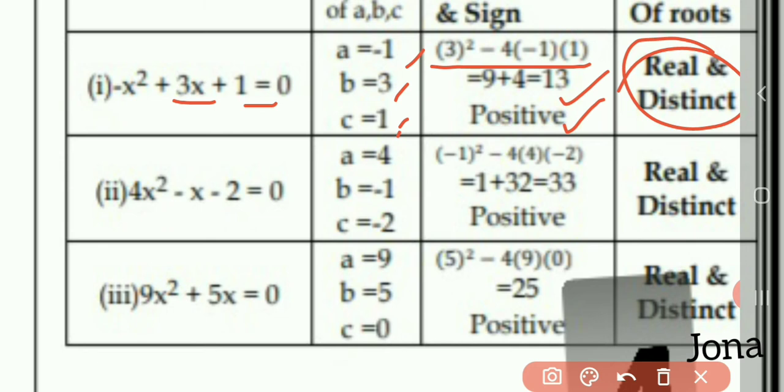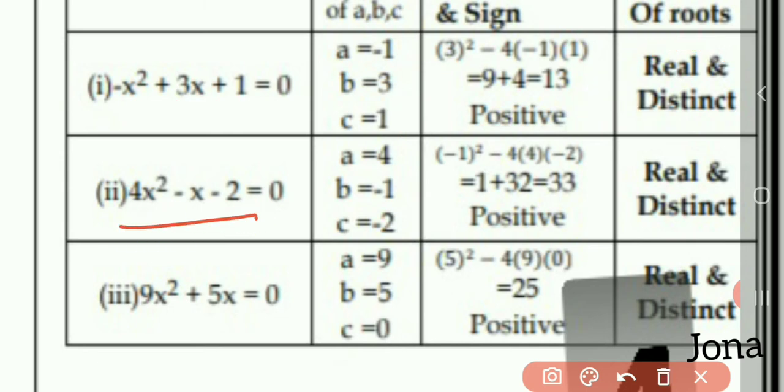The next problem, we have 4x² − x − 2. Here a is 4, b is −1 and c is −2. Then substitute in the same formula b² − 4ac. We got the answer 33. That is positive, so the roots are real and distinct.